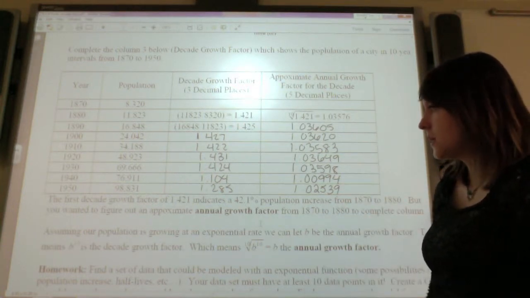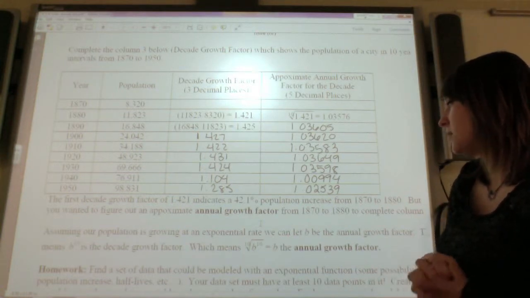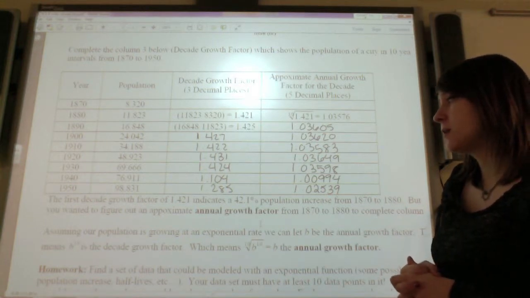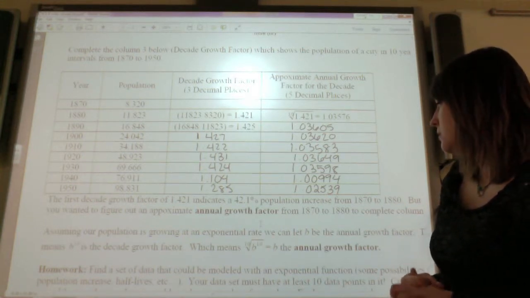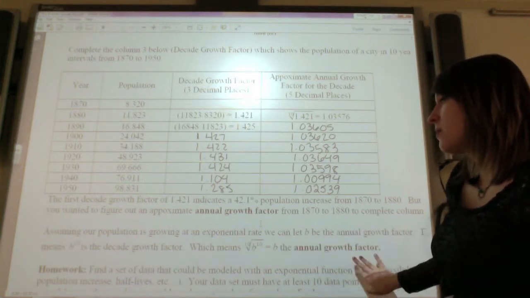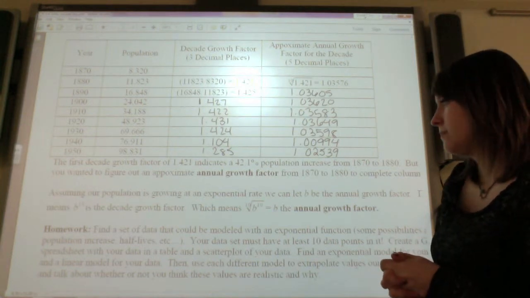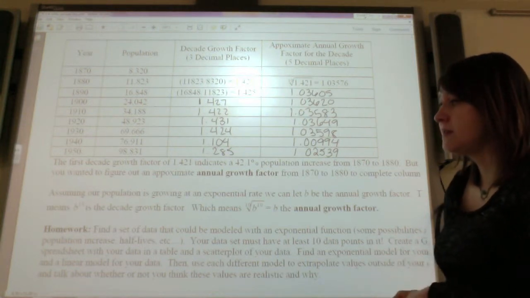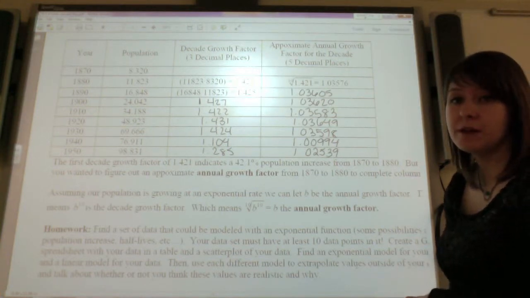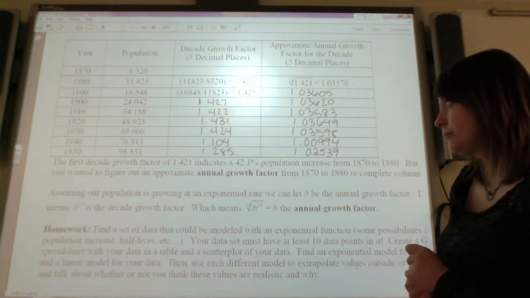And it says the first decade growth factor of 1.421 indicates a 42.1% population increase from 1870 to 1880. But you wanted to figure out an approximate annual growth factor from 1870 to 1880 to complete column 3. So assuming our population is growing at an exponential rate, we can let B be the annual growth factor. This means that B to the 10th is the decade growth factor, which means if we take the 10th root of B to the 10th, we would get B, which is our annual growth factor.